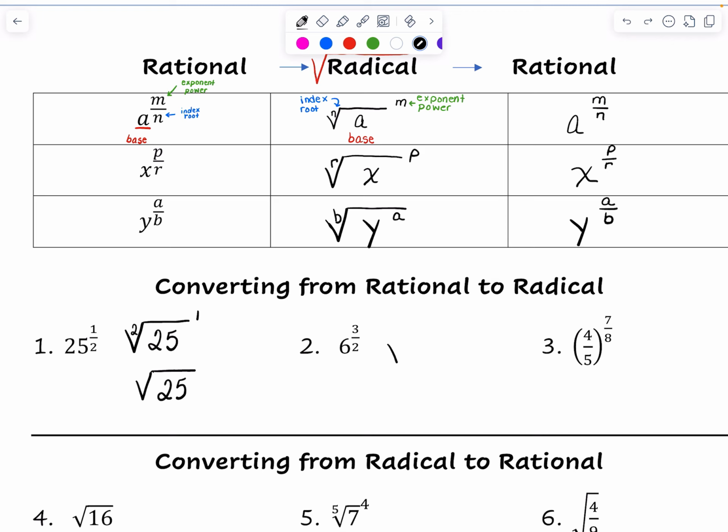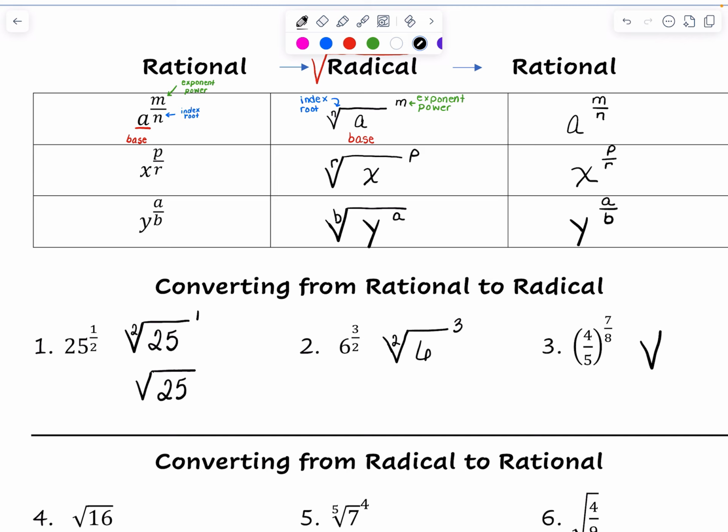Okay, so let's go ahead and rewrite this next one. If I was rewriting this one, the base would be 6, the exponent is 3, and the root is 2. Now I'm going to go ahead and put 2 in this one, but keep in mind, it's not very likely that they're going to put that 2 there, because they expect you to understand that if there's no number there, that number there is 2.